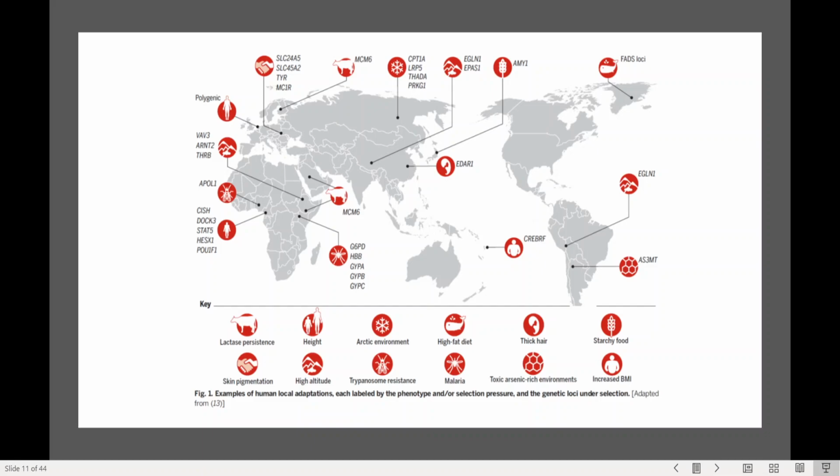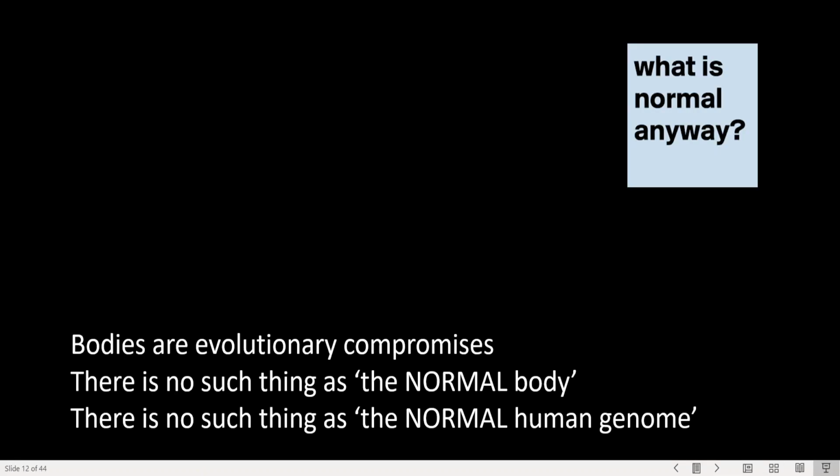A classic example of pleiotropic effects, where one gene would encode for various other functions at the same time. And this is a really important idea and concept that we need to consider when thinking about disease. Because bodies are, evolutionary speaking, compromises. Our bodies are designed to adapt to local environments and help us survive long enough to procreate and have offspring.